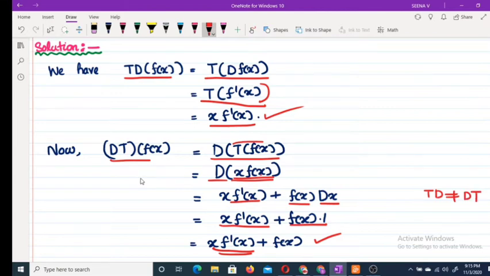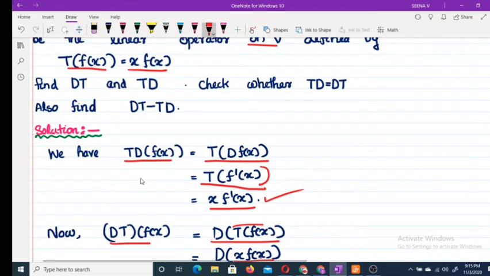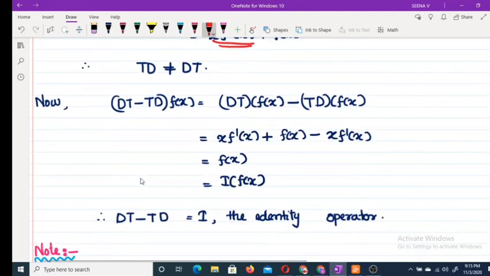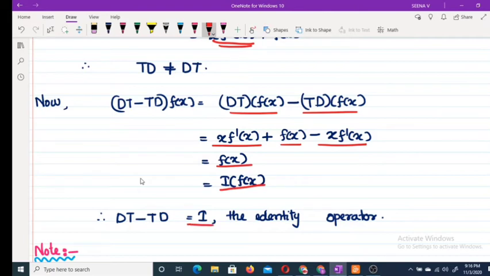Now, what is DT minus TD? One more question is there. Find DT minus TD. Check whether TD equal to DT. The answer is no. Now, find DT minus TD. DT minus TD of f of x equal to DT of f of x minus TD of f of x, that is x f dash x plus f of x minus x f dash x, which is equal to f of x. f of x you can write as I of f of x. Therefore, DT minus TD equal to I, the identity operator.